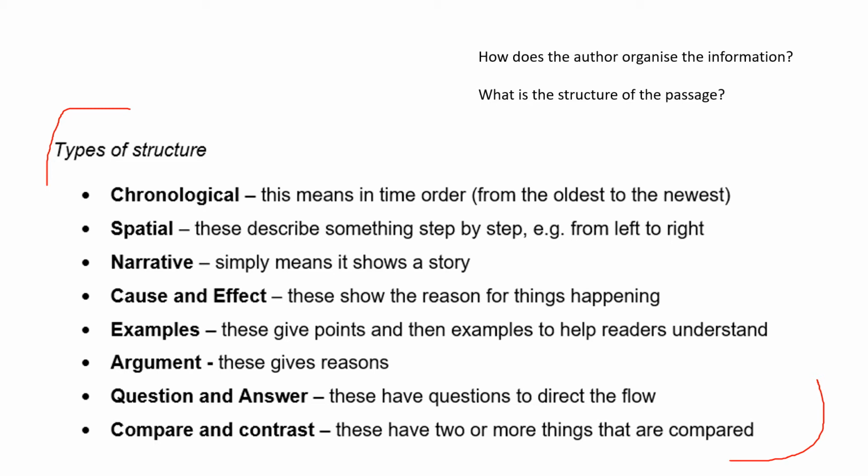Question and answer is a really easy structure to recognize. Question and answer will always have those question marks. So the passage might ask a question and answer the question, like, who invented basketball? Everybody knows the answer. It was James Naismith.